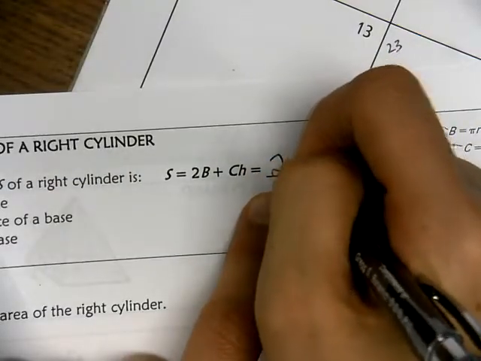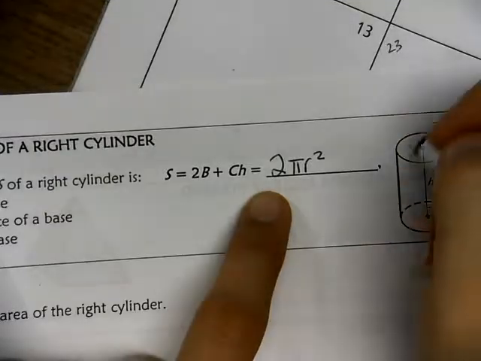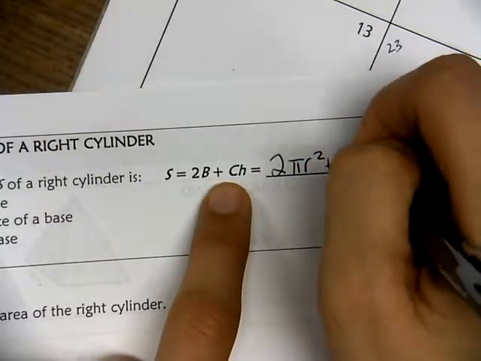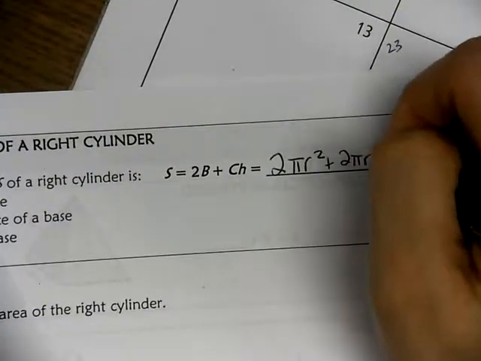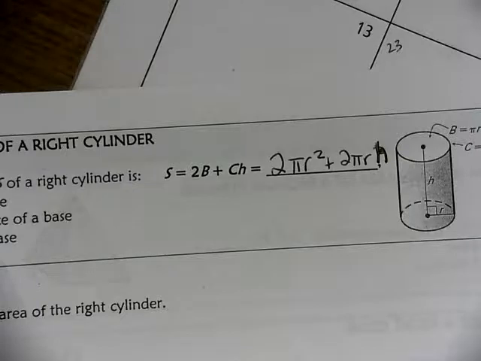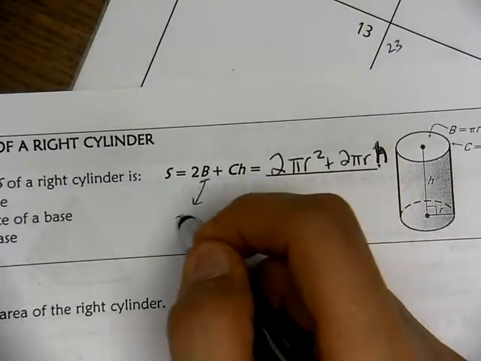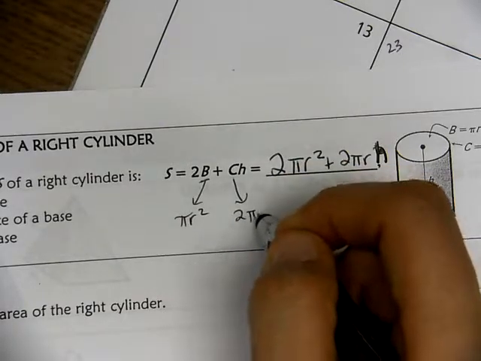2 pi r squared, because it's 2 circles, the top and the bottom, plus the circumference, which is 2 pi r, times h. So 2 pi r h. So it's 2 pi r squared plus 2 pi r h. The area of the base is just pi r squared, because it's a circle, and the circumference is 2 pi r.